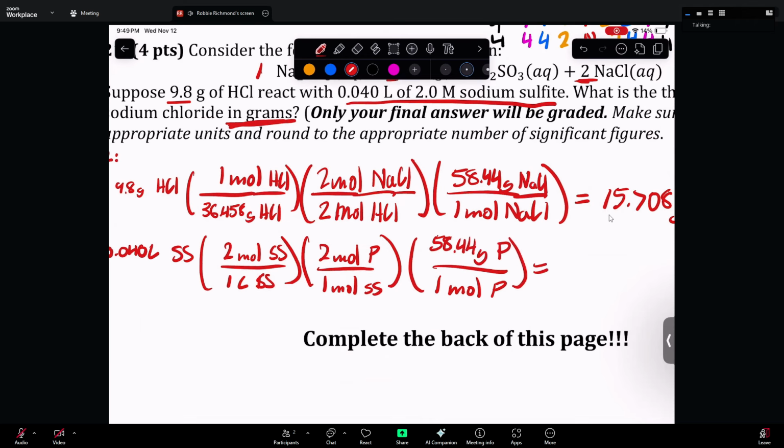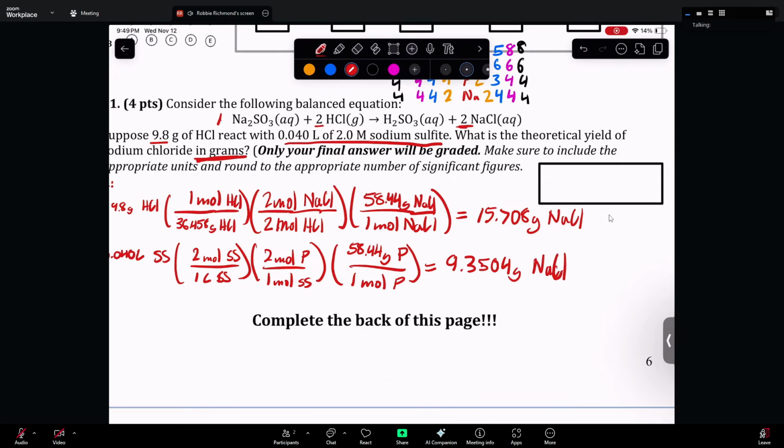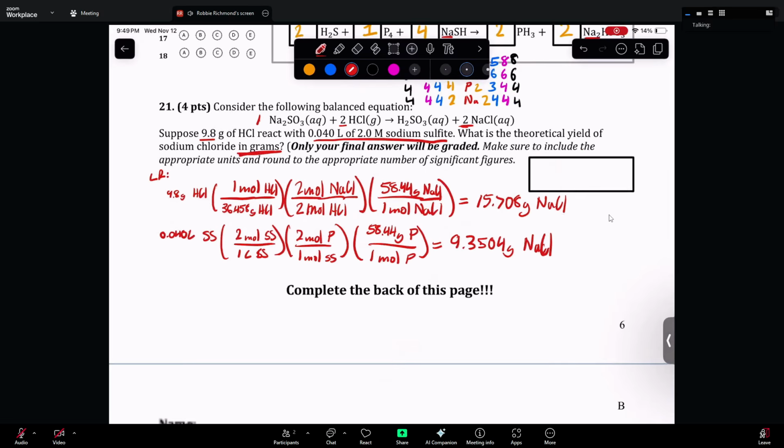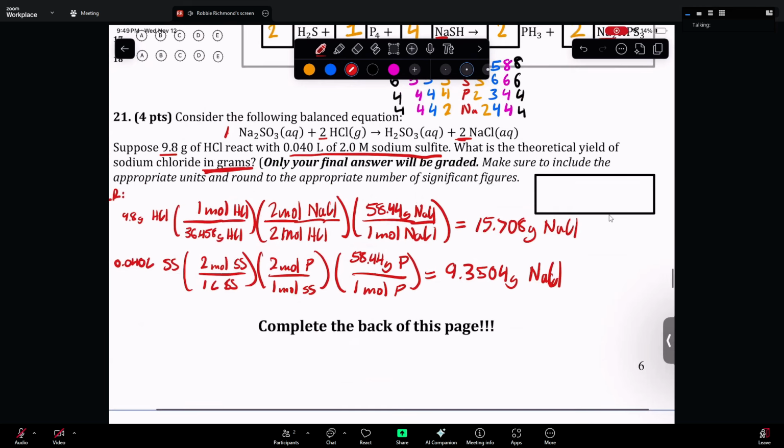So, throw this in a calculator real quick. I get 9.3504 grams of sodium chloride. Alrighty. Per our definition of a limiting reagent, the sodium sulfite is going to be our limiting reagent, which generates 9.3504 grams of sodium chloride.